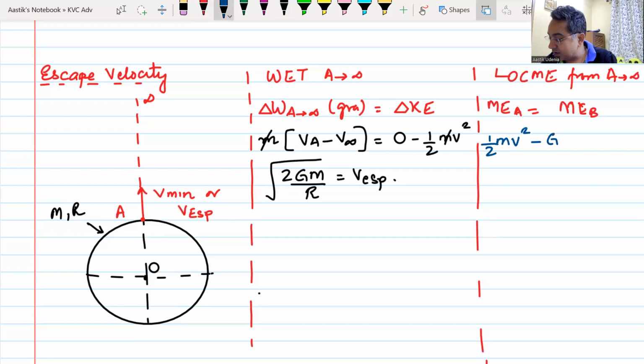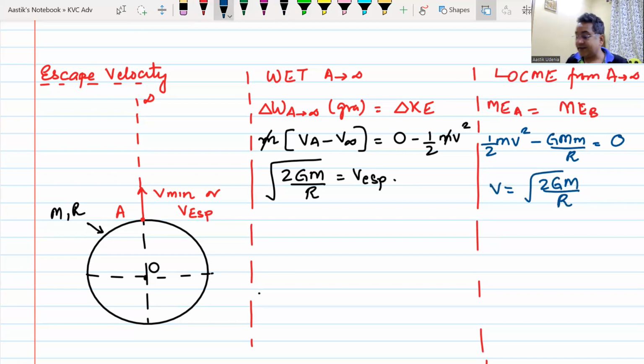Potential energy at point A is minus GMm by r. That must be equal to the total energy at the infinity point, which is 0. From here also you can get the same result, v equals root over 2GM by r. Do we understand this? Yes, sir. So this is how you can find out the escape velocity from the planet. Do we understand this?